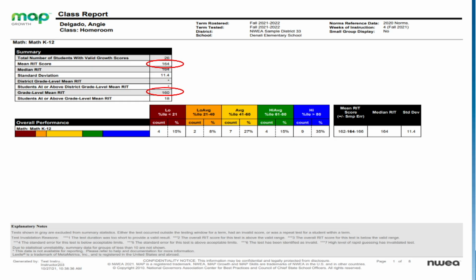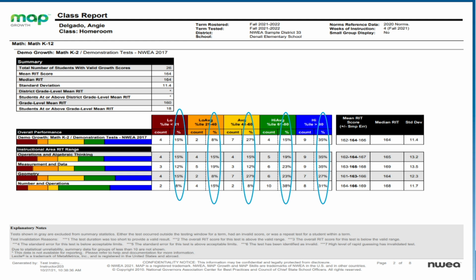So this is Miss Delgado's classroom. This is math, and we can see how her students are scoring. They're scoring a 164 on the math section during this time, compared to the grade level mean RIT, which is a 160. So we can see the students that fall into the different ranges at a very high level, but then we can also see it by instructional area.